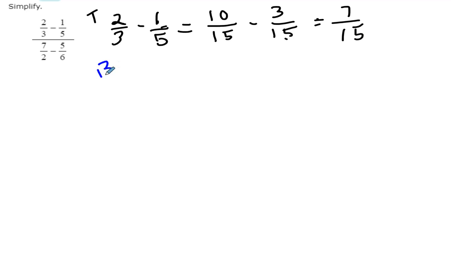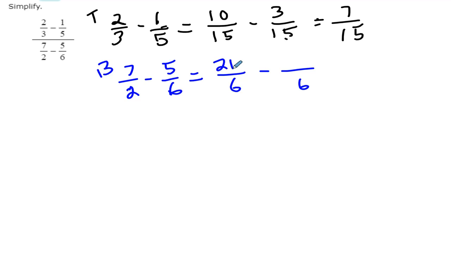Now my bottom is 7 over 2 minus 5 over 6. So my common denominator in this case is going to be 6. So I have 2 times 3 is 6, so 7 times 3 is 21. 6 times 1 is 6, so 5 times 1 is 5. I subtract those, and I get 16 over 6. Now, we're going to put them together.